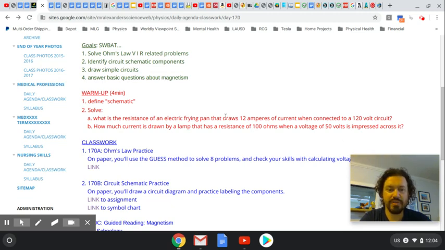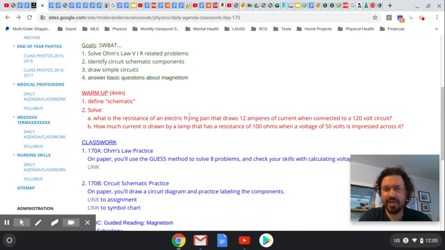Before we do that, let's talk about these problems real quick. The first one asks you, what is the resistance? We're talking about an electric frying pan. It says it draws 12 amps of current when connected to a 120 volt circuit. 120 volt is what you have in every house or apartment here in the United States. It's the common voltage for a household. So that's the pressure in the electrical lines, and this is the flow, right? 12 amps of current, that's the flow. And so we want to know what the resistance is for a device.